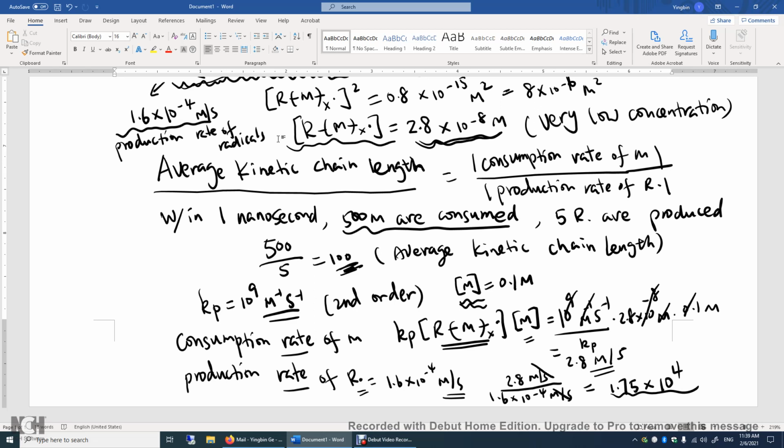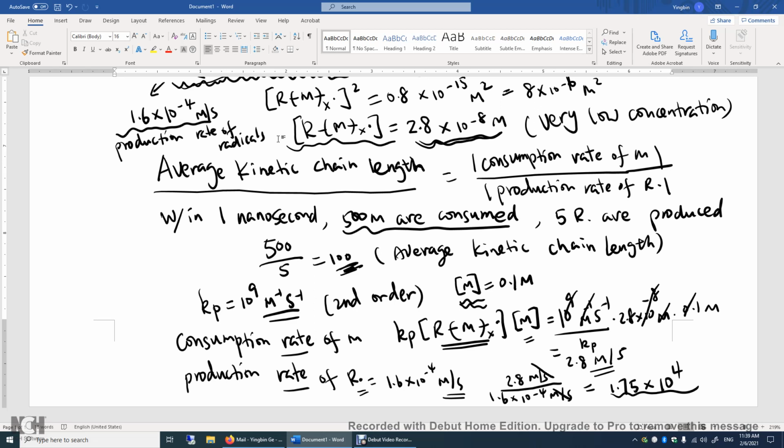kinetic chain length. So it tells you within that small time period, let's say 1 nanosecond or 1 microsecond, on average, the chain length is predicted to be roughly 1.75 times 10 to the power of 4 monomers per radical chain.